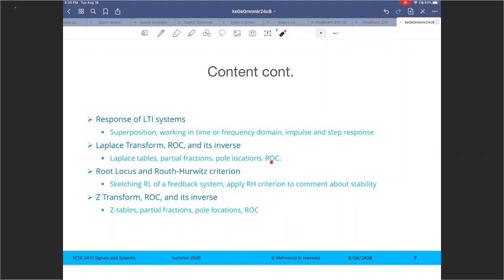For example, we said for a right-sided signal, the region of convergence is going to be to the right of the rightmost pole, and so on. So being able to sketch those out in Laplace transform. Next, being able to sketch the root locus of a given feedback system. Being able to apply the Routh-Hurwitz criteria to comment about stability.